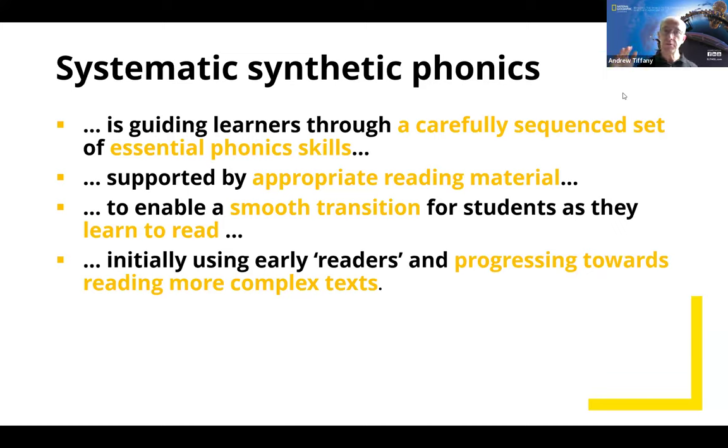Okay, then we get this very smooth transition. We get a nice flow as the students learn to read, and then eventually they can progress towards those more complex texts. Just be aware, of course, that we're doing this for younger learners, 5, 6, maybe 7-year-olds. So we're doing this at the very beginning stages of learning to read in English. Typically, that's when this happens.